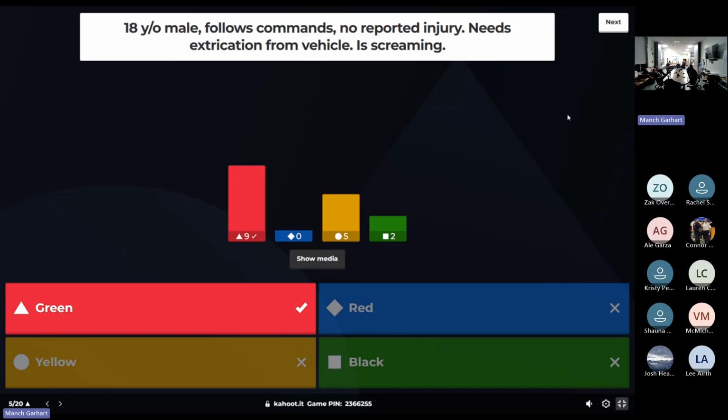So going between green and yellow, I'm in the same boat. If they are extricated, can they walk around? Can they currently walk around right now? No, because they're stuck. So I think that's a toss-up. It's your own personal perspective of what you're going to be dealing with. That's why secondary and tertiary triage is important.